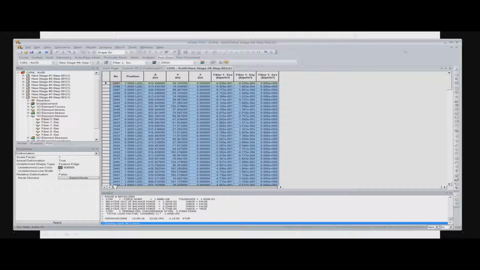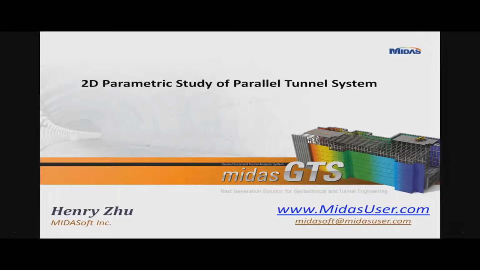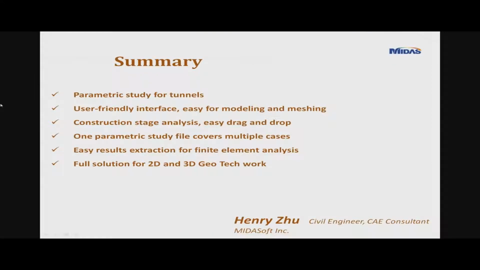Okay, now we have finished the demonstration for the parametric study. In the end, I will just show you our project application. So we finished the parametric study for tunnels. I think we have already seen the parametric study and the user-friendly interface of our program, and how we define the construction stage, how this one parametric study file can cover multiple k-naught cases, and the results can be easily viewed in the tabular format and the diagram format.